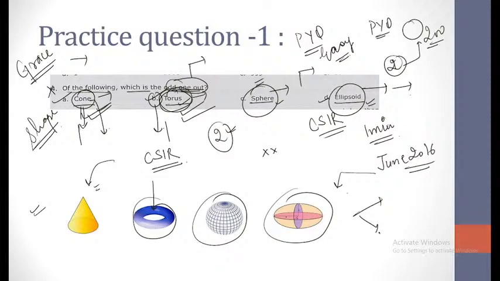Now let's discuss the second question. Is this question clear to everyone? Yes or no? Quickly in the chat sections, is this question clear to everyone? Then we'll move forward to our next practice question.